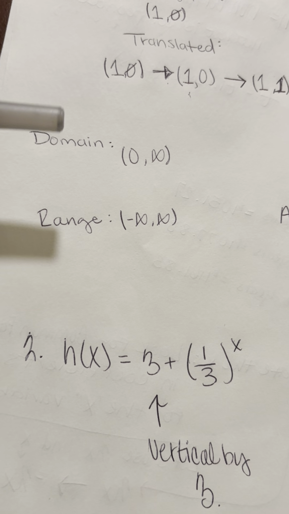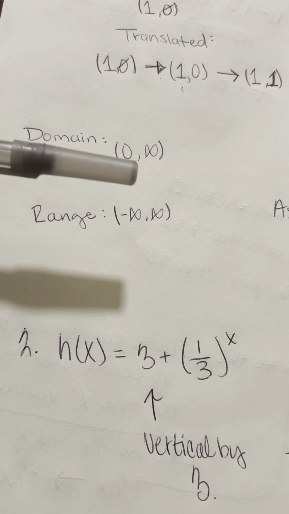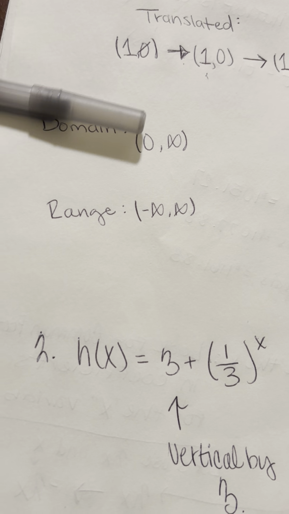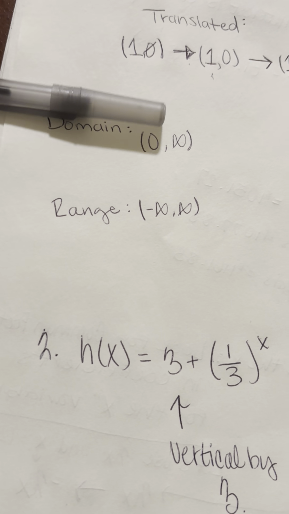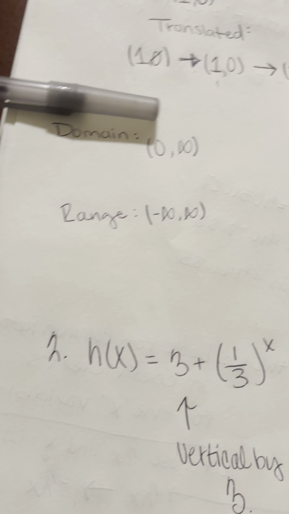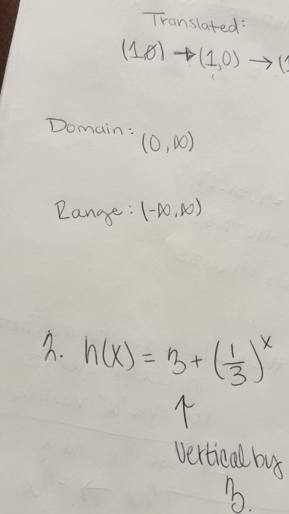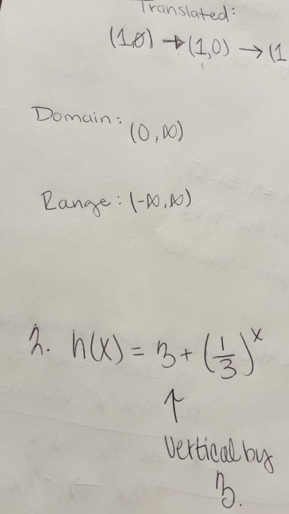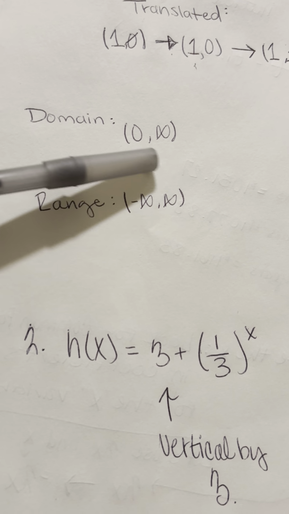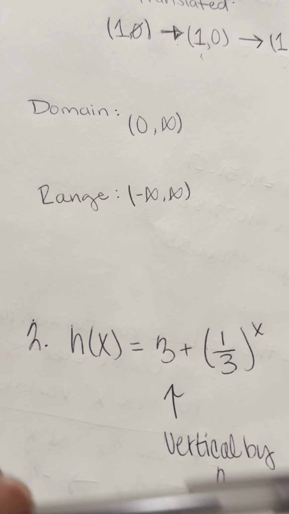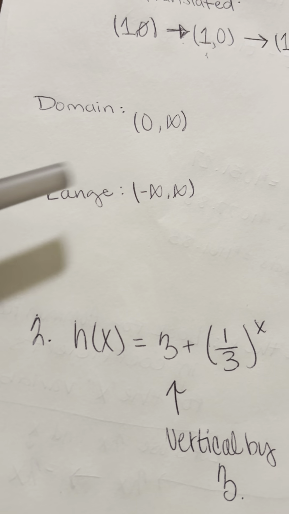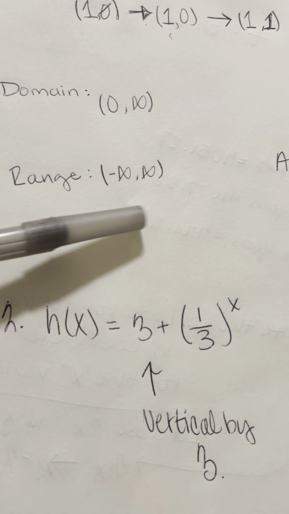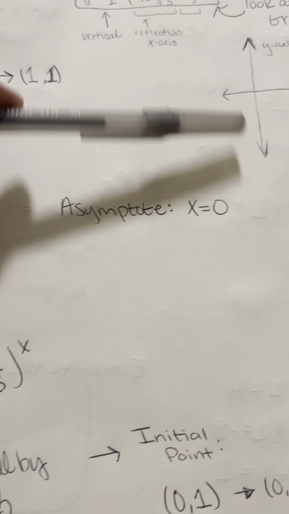You can see that the graph never touches 0. The furthest left that it will go is near 0. So that's why we're going to say that it's going to be 0 and not negative infinity, because the graph doesn't go past 0, okay? 0 is the lowest point that it goes. But it goes as high as infinity. We don't know how far it goes, so we put infinity. Same thing with range. We know that range is going to be negative infinity to infinity because range tells us how high and how low something can go.